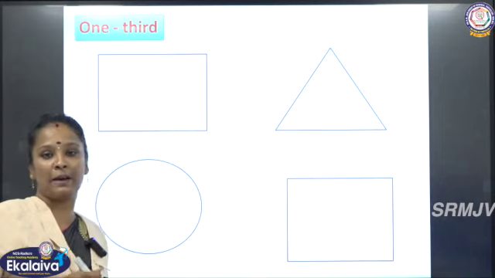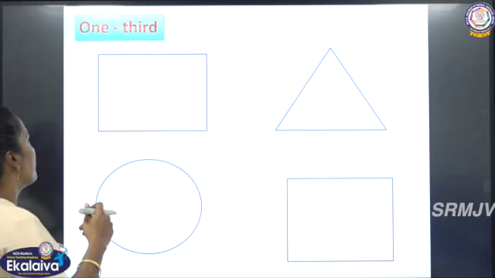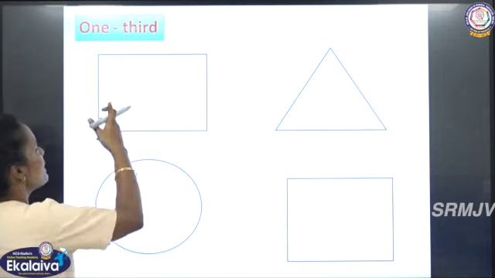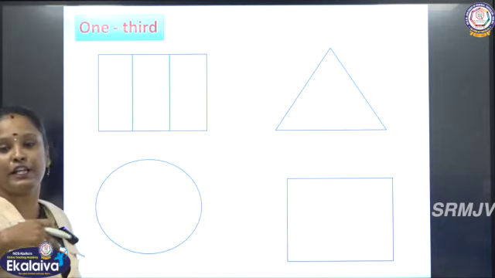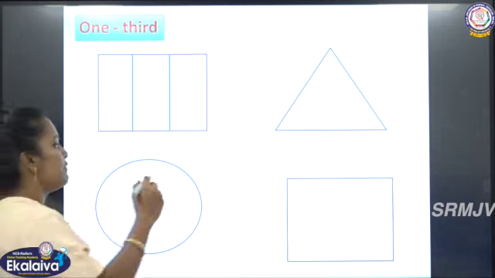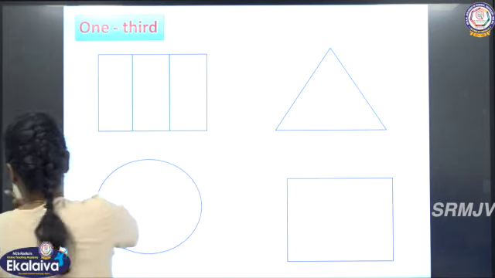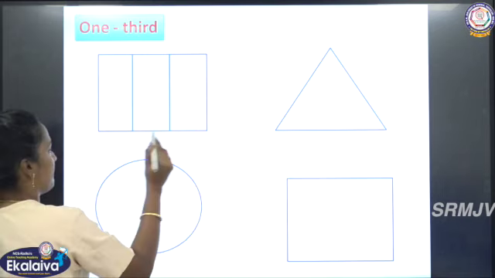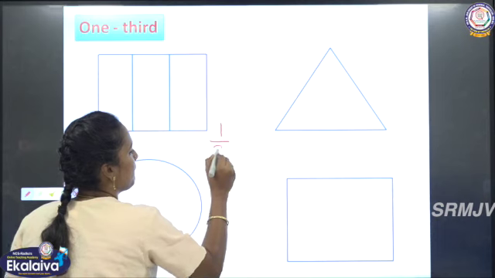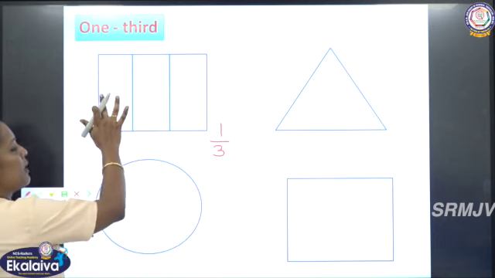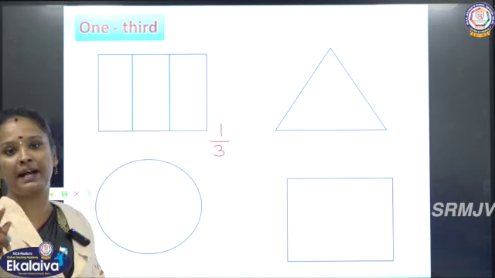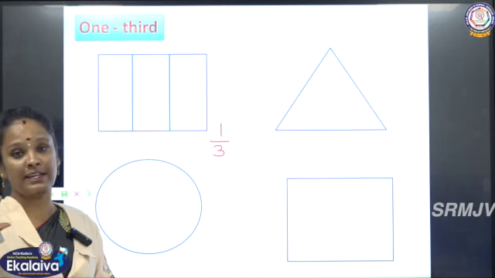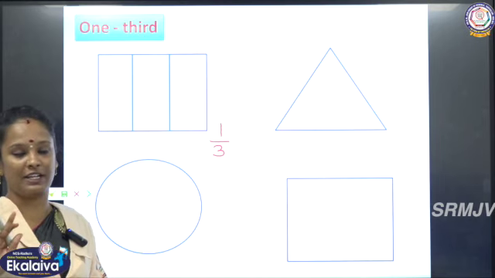A few more examples of 1/3. Look at this rectangle. We have divided it into 3 equal parts and we are going to shade 1 by 3. For 1 by 3, only one part has to be shaded and the remaining 2 parts should not be shaded. See.